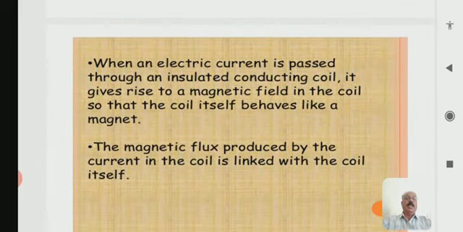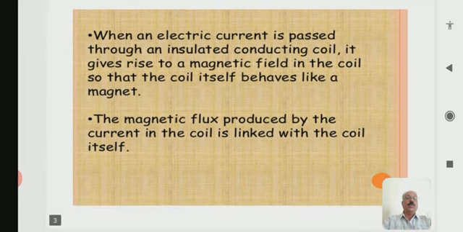When an electric current is passed through an insulated conducting coil, it gives rise to a magnetic field in the coil so that the coil itself behaves like a magnet. When you pass current in a coil, a magnetic field is produced, and the coil acts like a magnet. The magnetic flux produced by the current in the coil is linked with the coil itself.